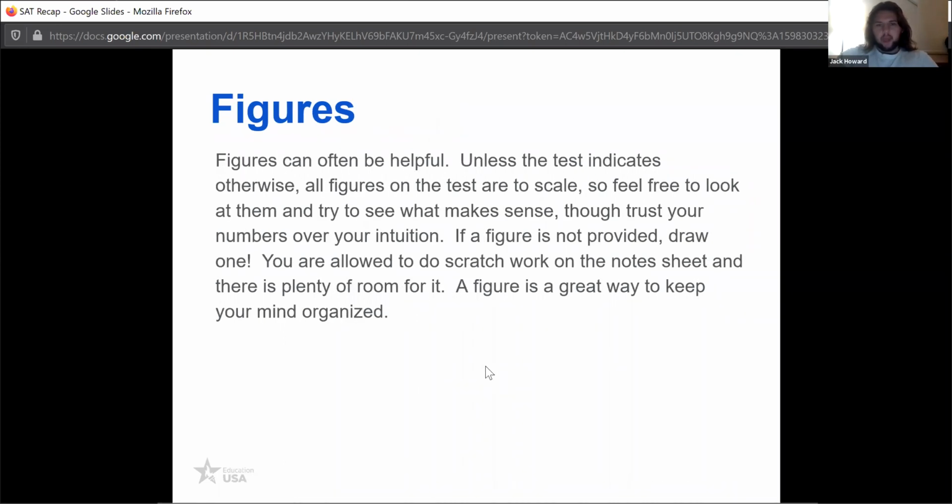Figures can be helpful. Unless the test indicates otherwise, the figures are to scale. So feel free to look at them and try to see what makes sense. The math that you're going to do is better than what makes sense visually, but if you don't know how something works at all, maybe the visual is a good way to at least get one or two answers out of the way to have a better guess.